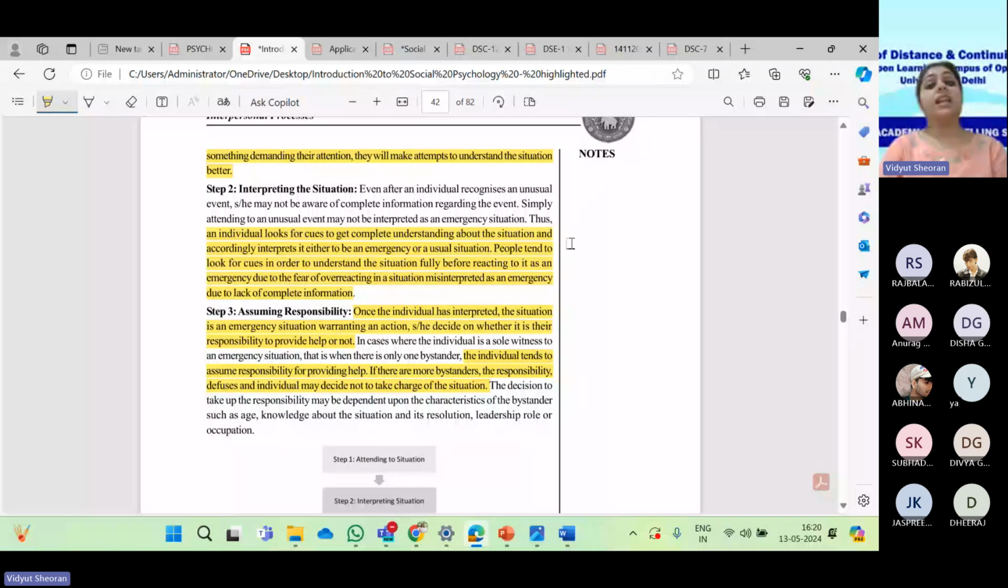Moreover, they need to even understand whether they can handle the situation or not. Suppose someone has met with an accident, does a person who wants to help know how to give first aid in that emergency? How to help the victim overcome the serious injuries? If he wants to help but does not know how to help, then also he will not be able to help. So the individual tends to assume responsibility for providing help.